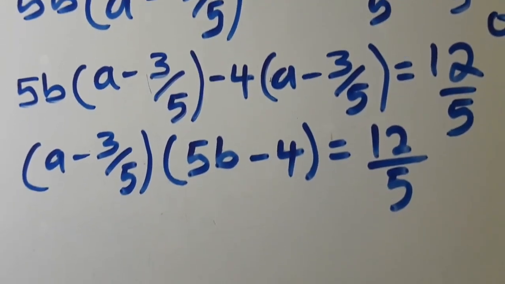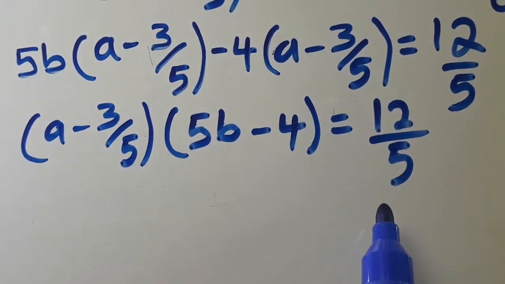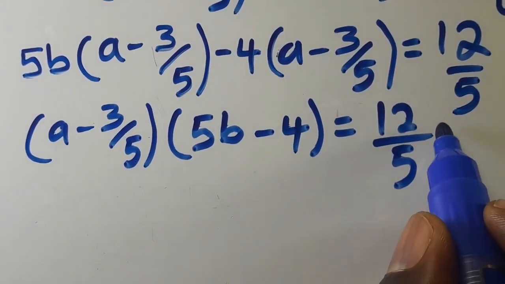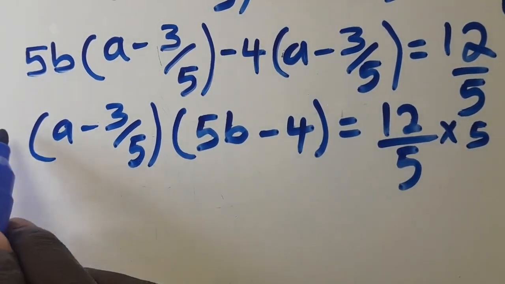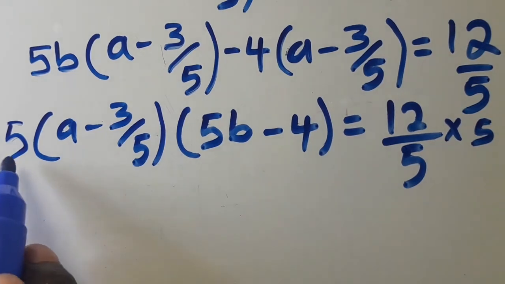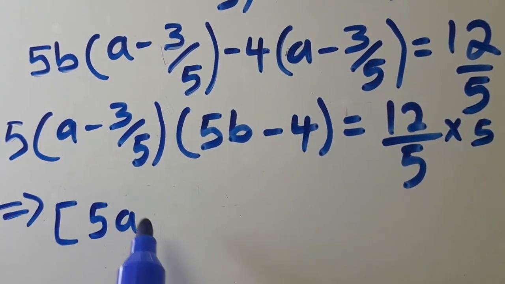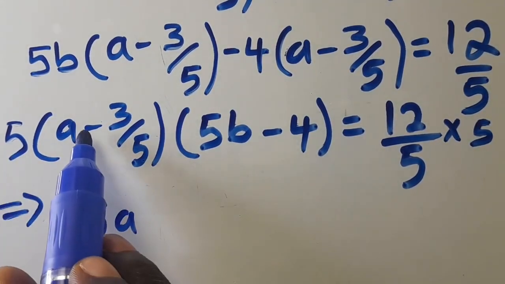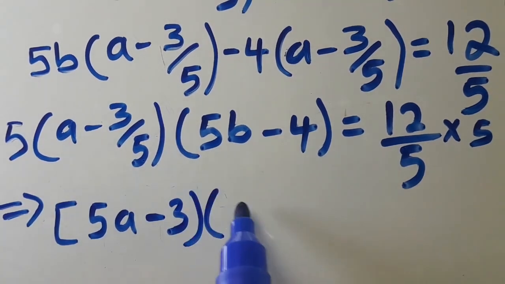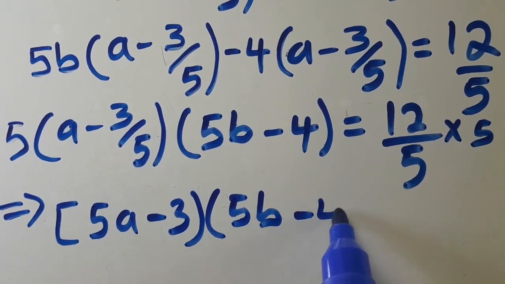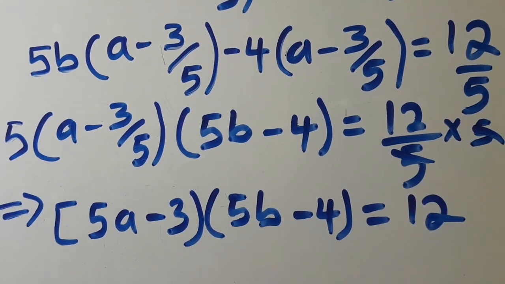Then we are going to realize that from here you want to eliminate 5. When you multiply this one by 5, it will cancel this 5. Let us also multiply this side by 5. So when you open the bracket, we are going to have 5a, then 5 multiplied by 3 divided by 5 will cancel, we have only 3. Then multiply again, 5b minus 4 to be equal to this, we cancel this, we have 12.